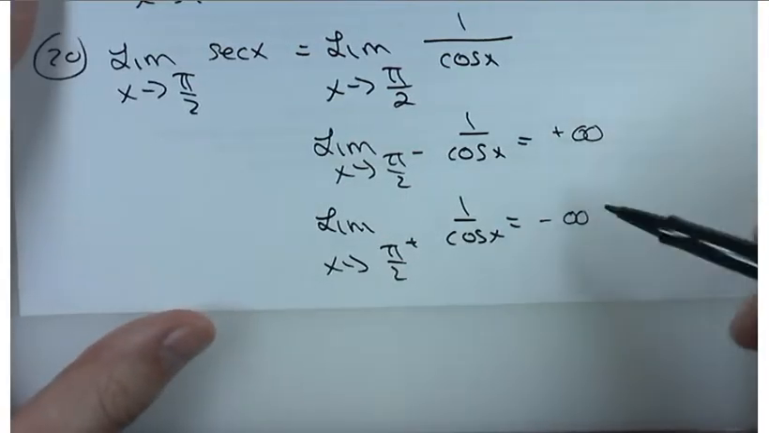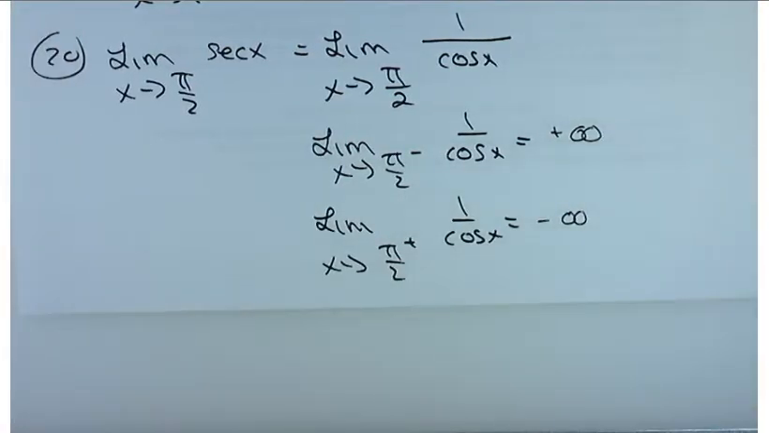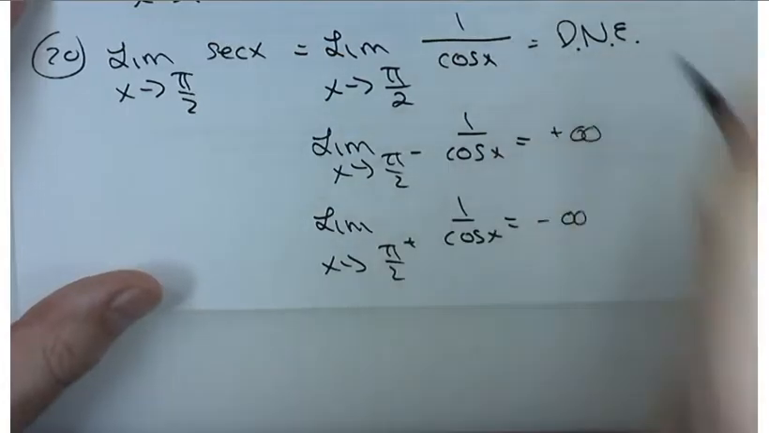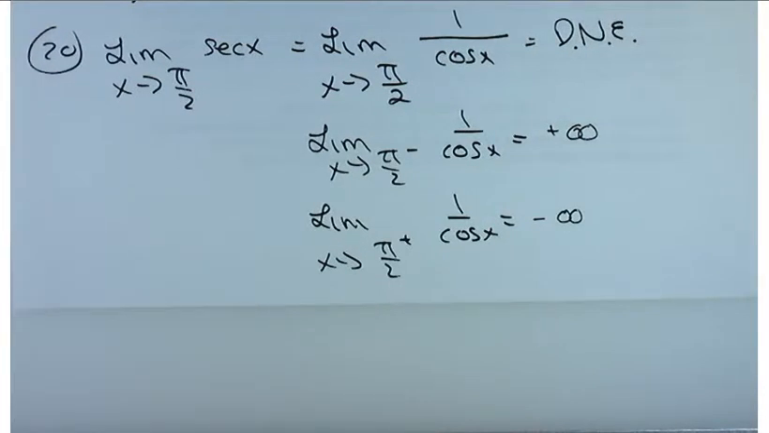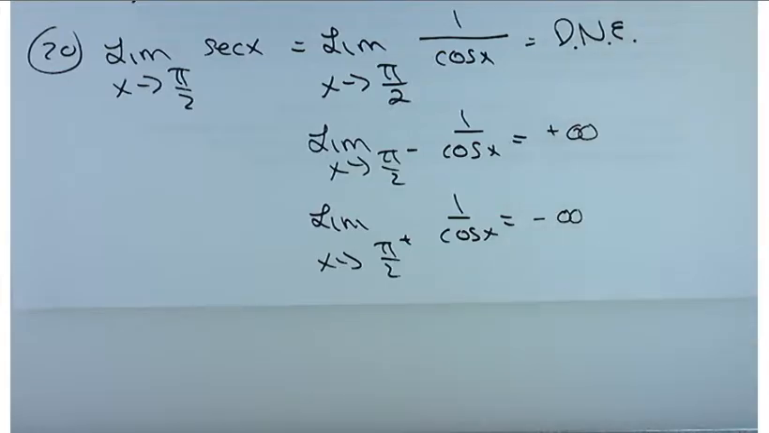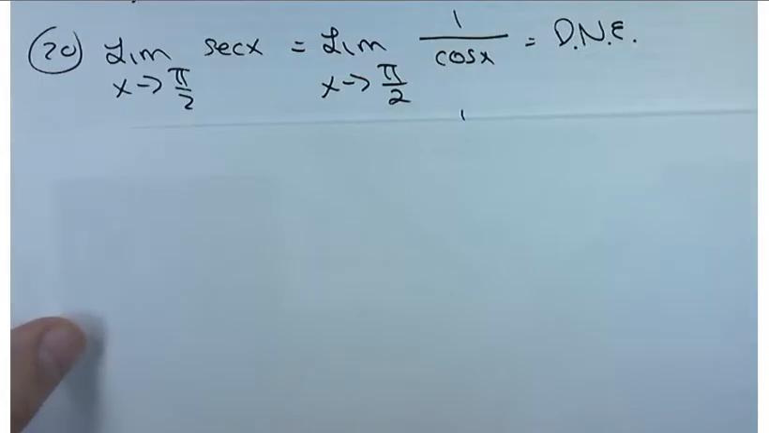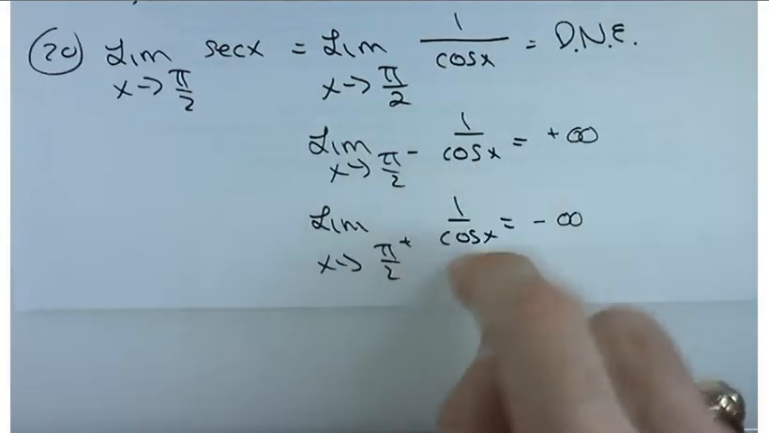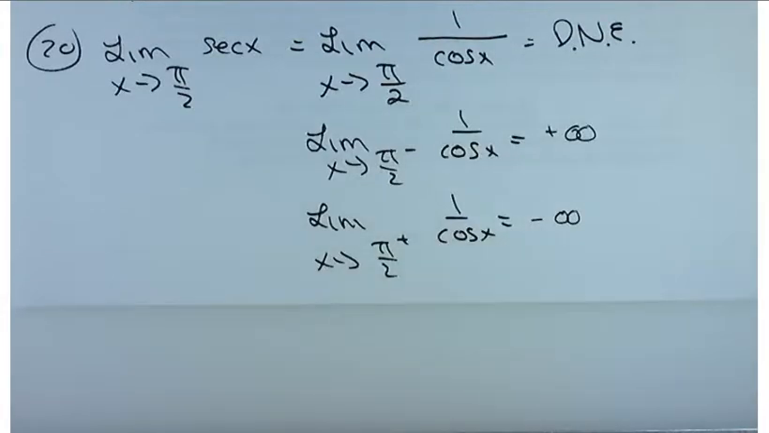So the limit from the left is positive infinity, the limit from the right is negative infinity. What's the overall limit? Does not exist. These two would have to be equal in order for that to exist. Now often the book is just going to ask you what the limit is. But keep in mind, in working with the limit, you always have to consider these two things: the limit from the left and the limit from the right.